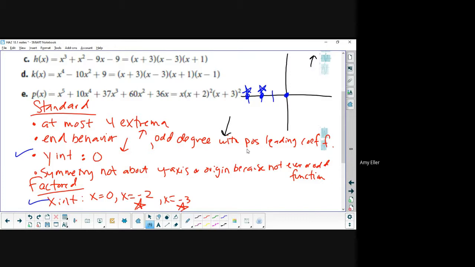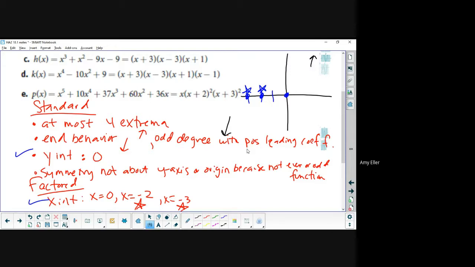Anybody want to guess what happens with the graph with the repeated special root? Ooh, it makes a circle. Good guess. It goes around and it hits it, and then it goes around and it hits it again. No? What do you think? It's like a parabola where it just goes up, it hits the point, it doesn't cross. Right. It doesn't go through the point.